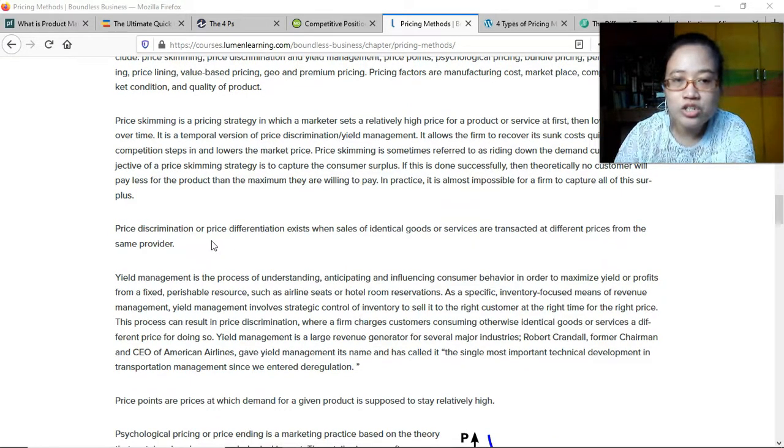Price discrimination or price differentiation exists when sales of identical goods or services are transacted at different prices from the same provider. Okay. Similar goods but at different prices. Probably, based on the relationship of the manufacturer or provider with the business, right? When you're new, of course it's just regular prices. But when you've been together for a long time, there's some sort of loyalty, some sort of good relationship, then they can probably offer discounts, right? So there's price differentiation there.